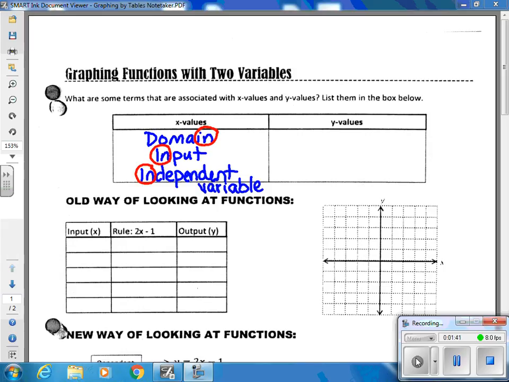So for the y value words, they're the opposite of what you have in the x value column. So instead of domain, the y value is known as the range. So domain and range go together. Instead of the input, it is known as the output. And instead of the independent variable, it is known as the dependent variable. So the sooner you learn these words and how they're associated with each other, and the fact that they stand for x or stand for y, is going to help you out tremendously in everything we do in the very first few weeks of this unit.